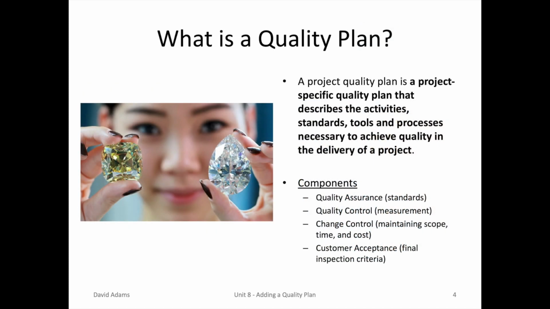So what is a quality plan? A project quality plan is a project-specific quality plan that describes the activities, standards, tools, and processes necessary to achieve the quality in the delivery of a project. Again, many organizations have multi-page documents that describe what their quality plan is. But for our purposes, there are 4 takeaways you need to think about for the quality plan: quality assurance, quality control, change control, and putting together a customer acceptance plan.